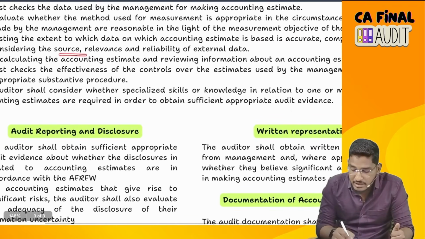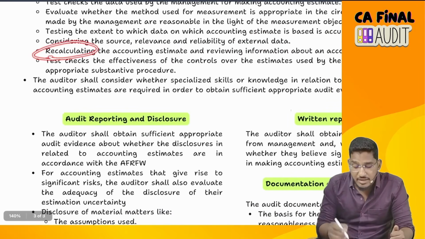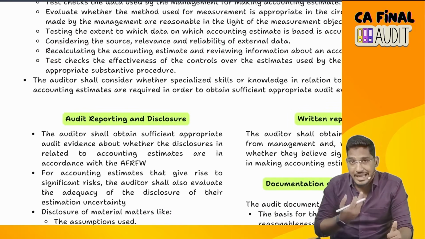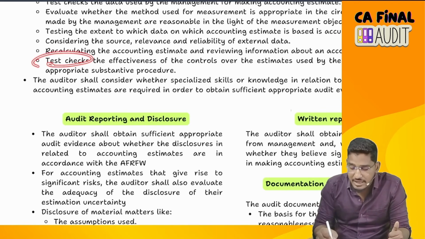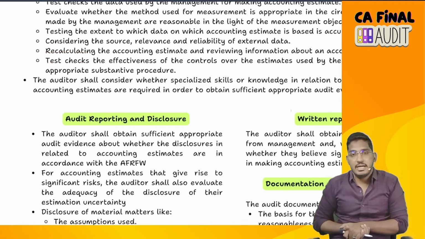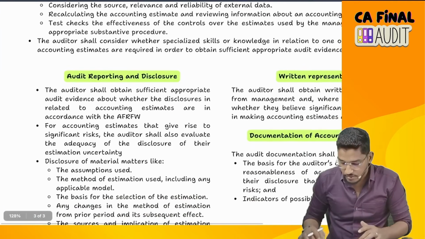And also source relevance and reliability of external data, in case they are using it. And also, if possible, try to recalculate. Do the calculation of the accounting estimate once again, compare it with the management's calculation, and even test and check the effectiveness of the controls. Whatever controls they have in the area of that particular estimate, try to check those internal controls also.